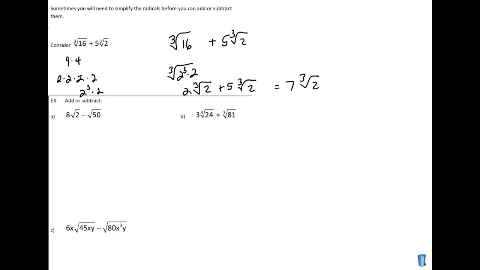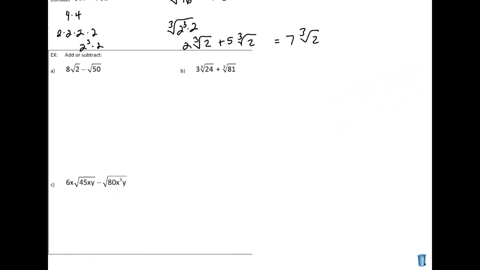Sometimes you'll have to simplify one, sometimes you'll have to simplify both. 8 square root 2 minus square root 50. I know that the first term doesn't actually change, but square root of 50 can become square root of 25 times square root of 2. And the goal would be that I would have square root of 2. So this becomes 5 square root 2. And I have 8 square root 2 minus 5 square root 2, so that leaves me with 3 square root 2 when all is said and done.